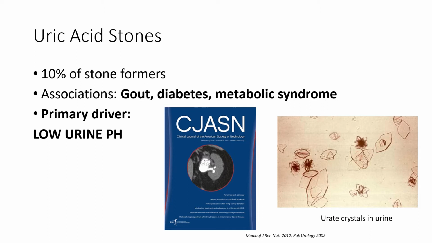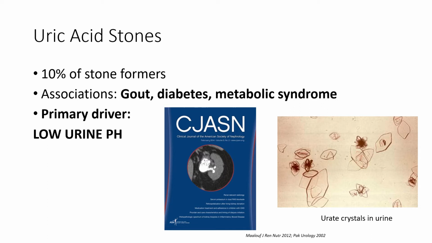So let's introduce uric acid stones, just a little bit about them. We'll talk more about them on Thursday in person, but uric acid stones are not the most common type of stone. Calcium-based stones account for about 80% of stones, but uric acid stones account for about 10% of stone formers. They're associated strongly with the presence of gout, diabetes, and general metabolic syndrome. And the most important thing to note here is that the primary driver of uric acid stone formation is a very low urine pH. These stones love acid urine.